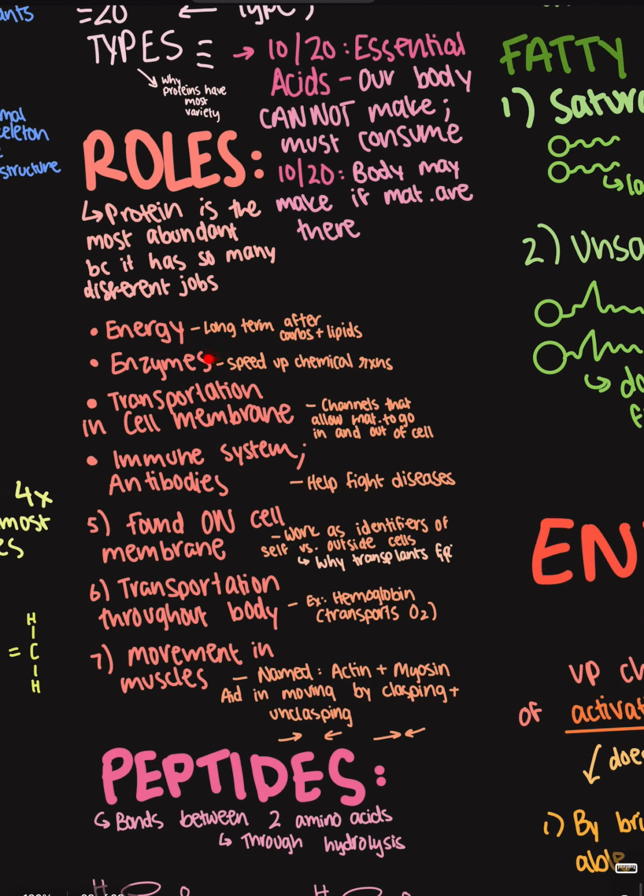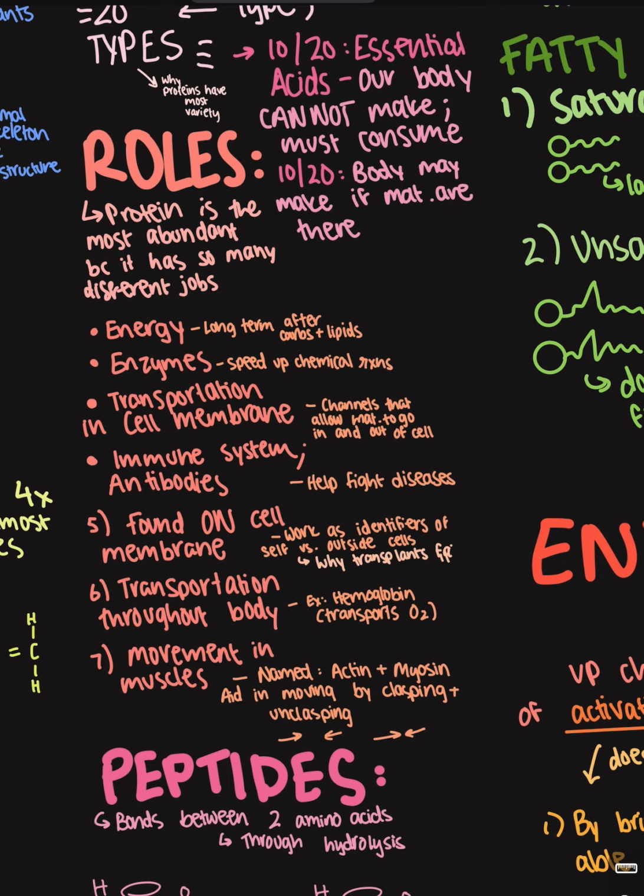The third role of proteins is transportation in the cell membrane. Specifically, in the phospholipid bilayer, we see things like integral proteins, which are like channels that allow material to go in and out of the cell, especially small polar molecules. An example of this is aquaporin, which helps water.